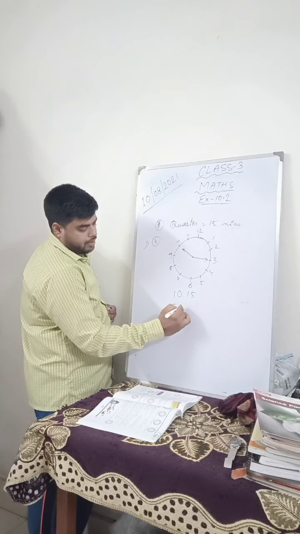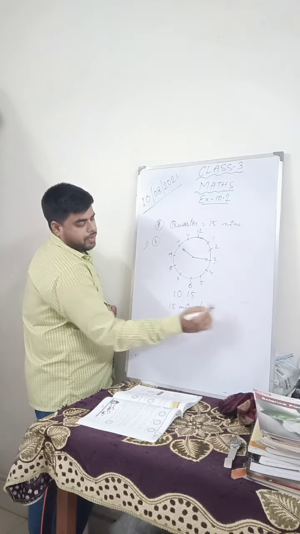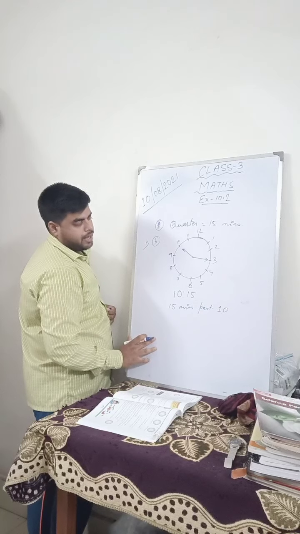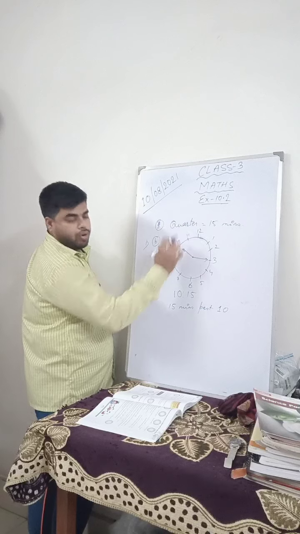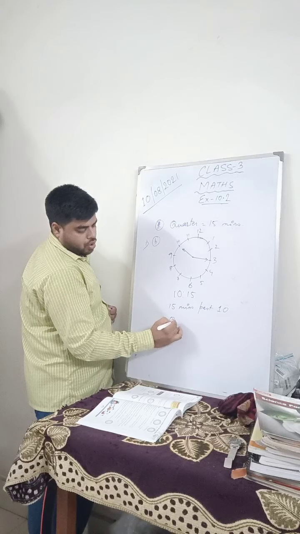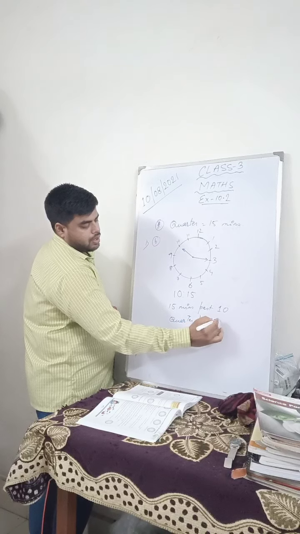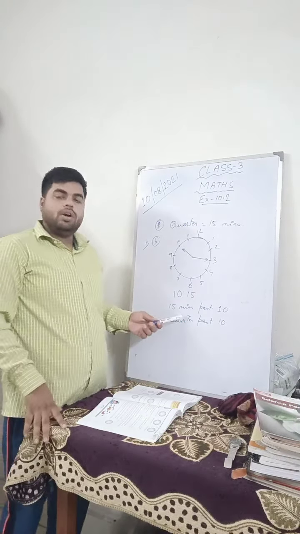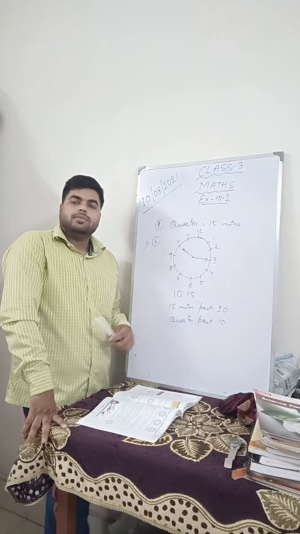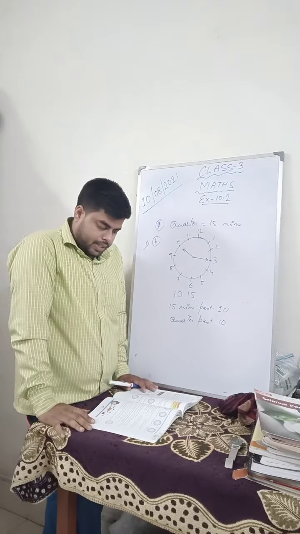Second you will write how many minutes are over: 15 minutes past, what is the time? 10. 15 minutes past 10. And then again, 15 minutes is equal to how much? Quarter. So you can write here quarter past 10. That means 15 minutes is already over after 10 o'clock. So you will write this.